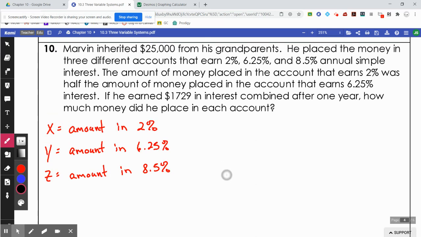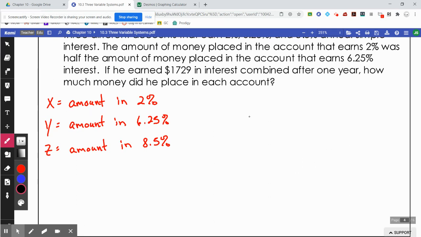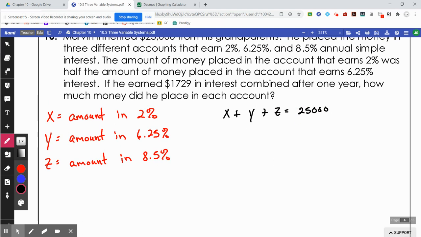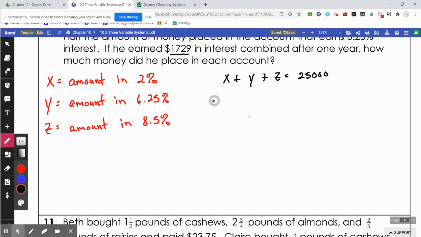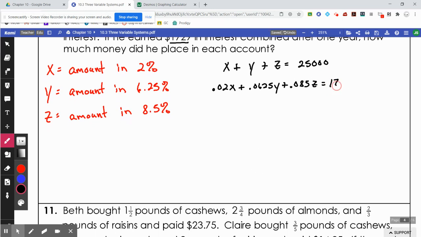So here's how we're going to split up our variables. He inherited a total of $25,000. So the amount that he placed in the 3 accounts will be $25,000. Let's go ahead and use the 1729. That's how much interest he earns. So the 2% account, he's going to earn 0.02 times X in interest. The 6.25%, he's going to earn 0.0625 Y. And the 8.5%, he's going to earn 0.085 Z. And those 3 amounts of interest combined is going to be a total of 1729.